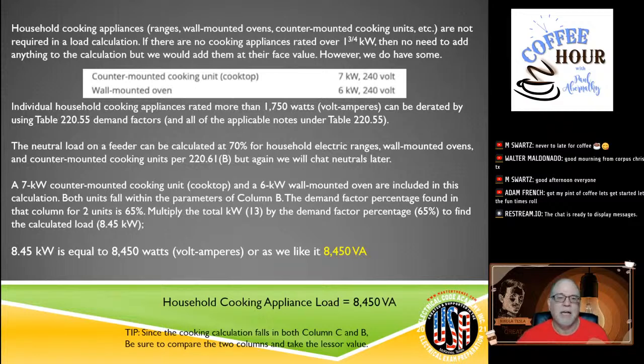All right. So individual appliances rated more than 1,750 watts or VA can be derated by using Table 220.55 demand factors and all of the applicable notes that are under that table. That's another interesting fact that some people don't know. We're so used to hearing things like informational notes. Notes are not informational notes, folks. My Fast Track folks know that. But notes are very much part of the code rule. So if you see something in a code that has a note, then it's applicable. You've got to apply it if it's applicable to the question or the calculation you're doing.